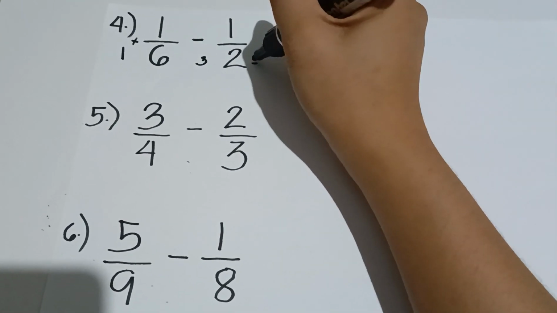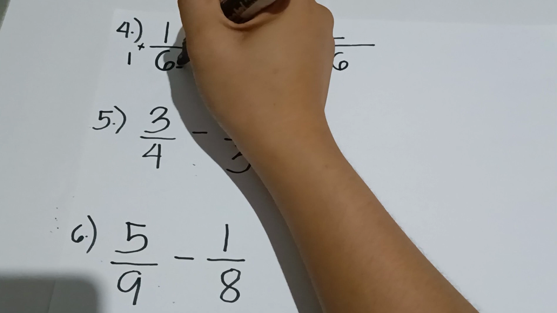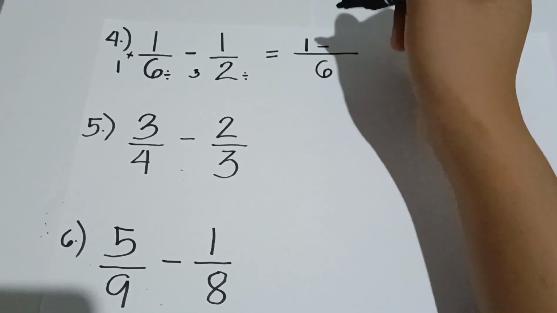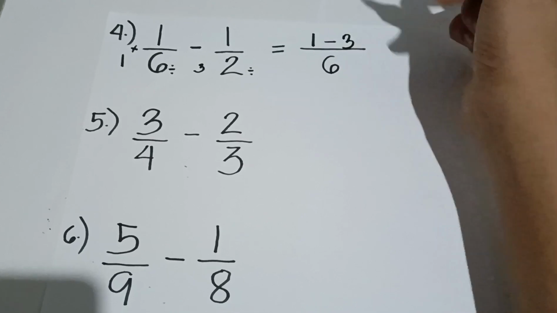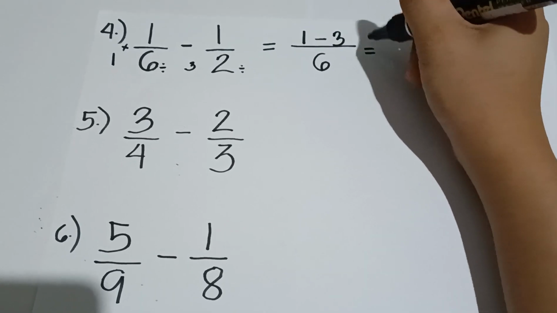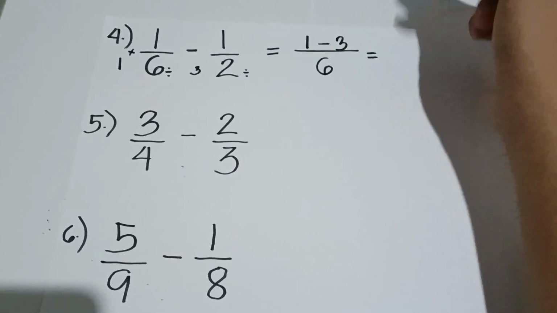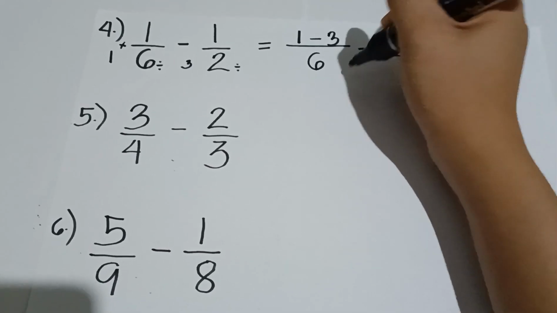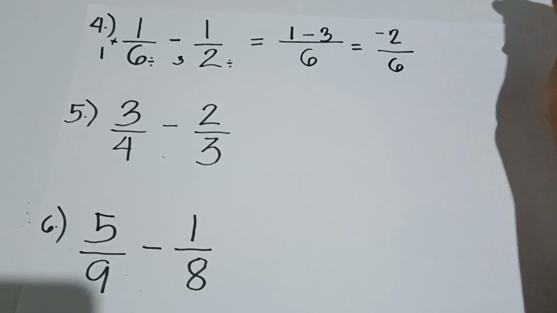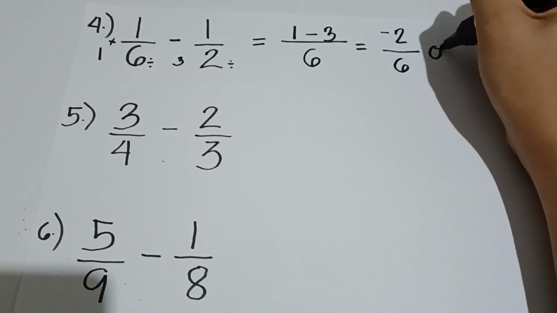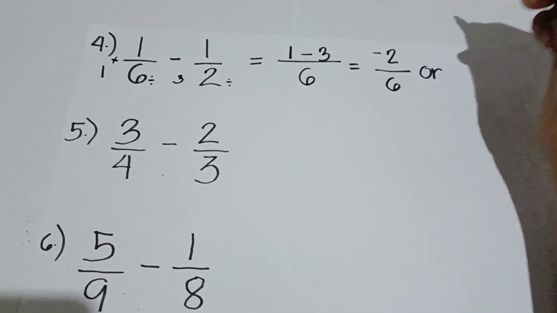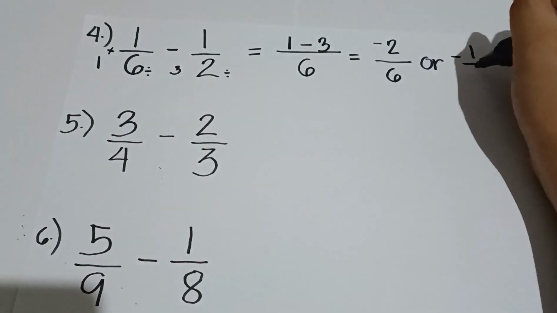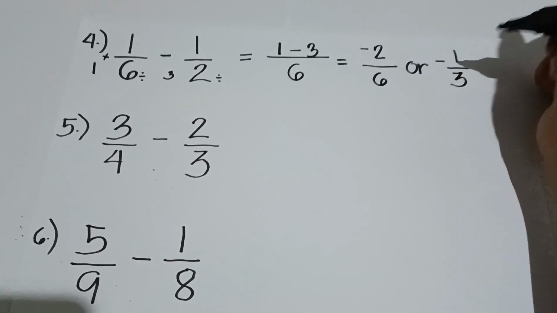And then 3 times 1 is equal to 3. So, 1 minus 3 gives us the answer of negative 2. Copy the denominator, which is equal to 6. Then we simplify our answer. Negative 2 divided by 6 is negative 1/3.